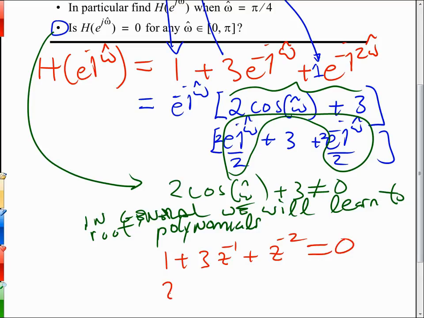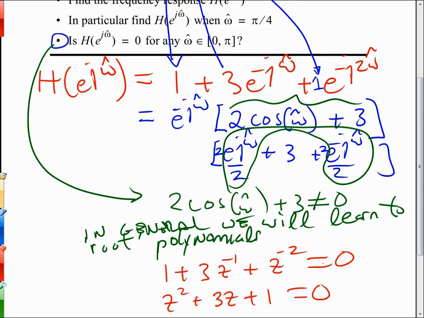Or equivalently, if we multiply this out, we'd have z squared plus 3z plus 1 equals 0 if I just multiplied left and right sides by z squared. And you know how to root a quadratic, right? There's something called the quadratic formula to do that. But when we have to go to higher degree polynomials, then we rely on some numerical algorithms. And MATLAB has a function that does that. The roots function finds the roots of polynomials. We haven't had to use that yet, but we will be using that.